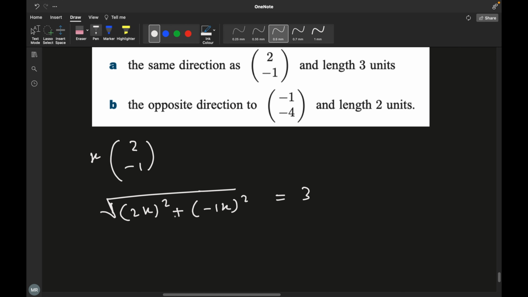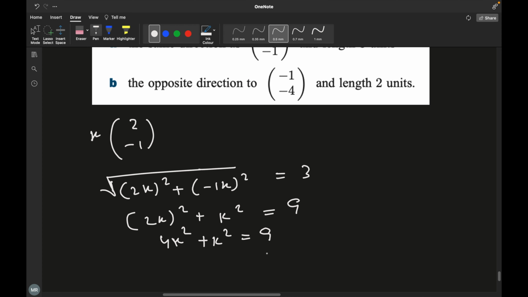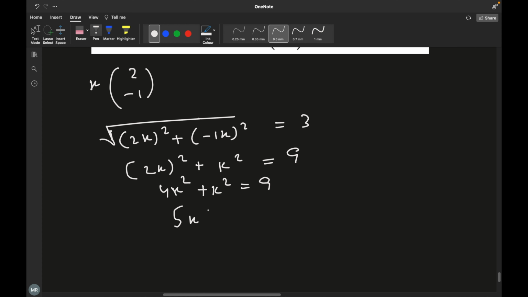And therefore we can expand this. The first question is very simple, but it's going to get complicated as you solve harder problems. So we have (2k) whole squared plus, this is essentially plus 1 squared, so it's k squared, which is 9. We have 4k squared plus k squared, which is 9. And this is going to be 5k squared equals 9. And k squared will be 9 by 5, and k will be plus or minus 3 divided by root 5.